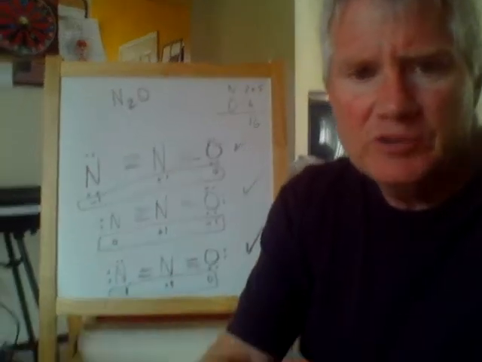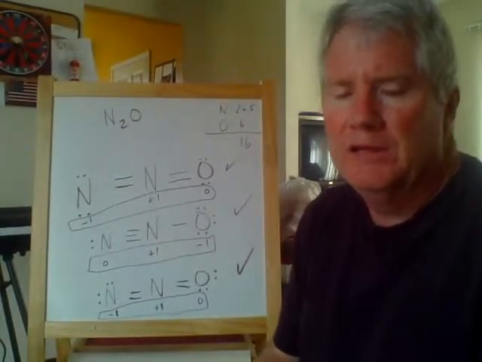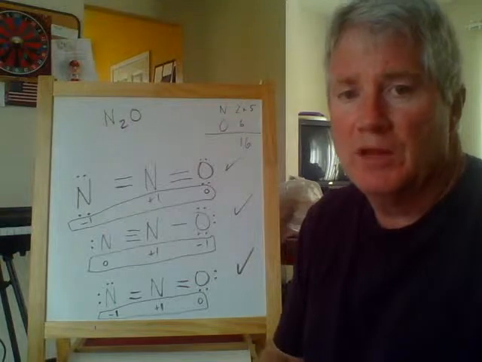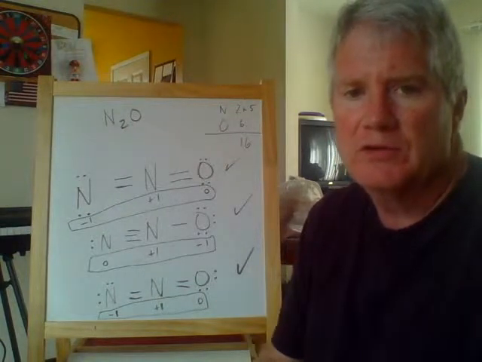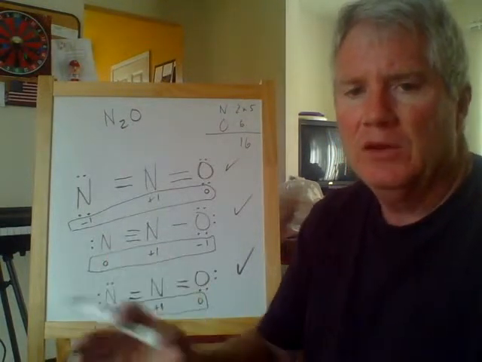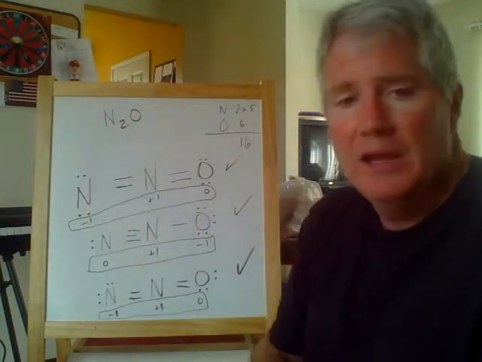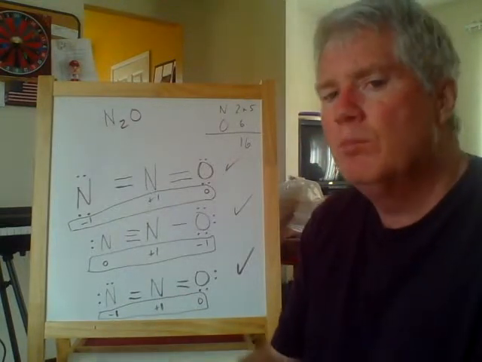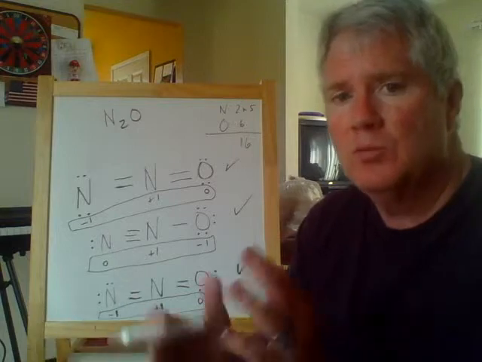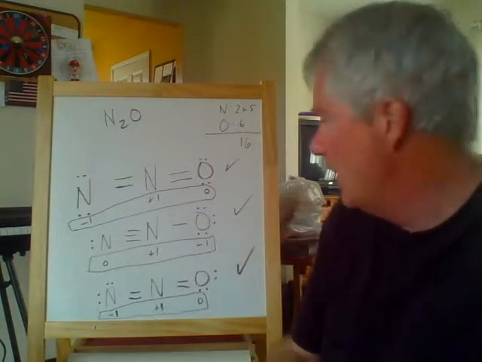Okay, so for nitrous oxide, we came up with 3 different Lewis structures that are possible representations of nitrous oxide. And by calculating the formal charge in all three cases, now we can go back and say which one's most likely to be accurate, or to be a better representation of reality.